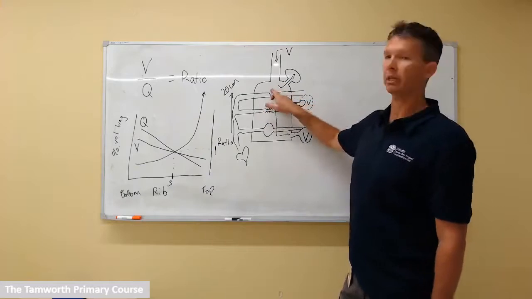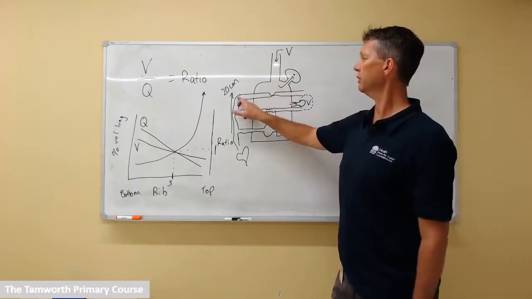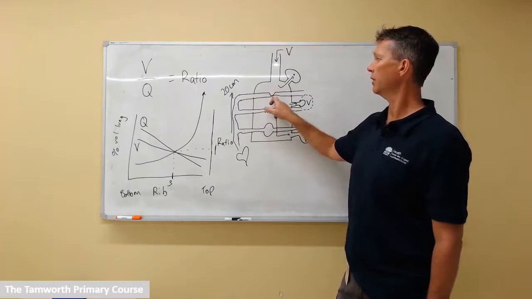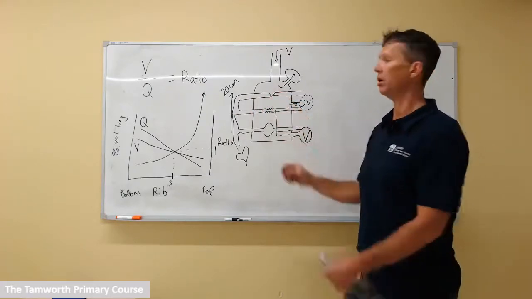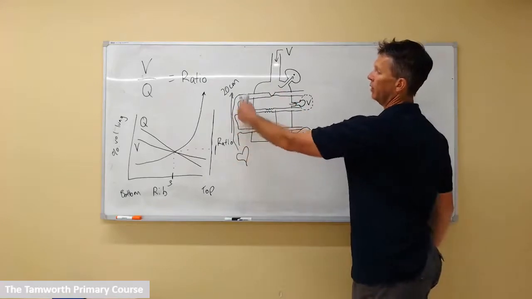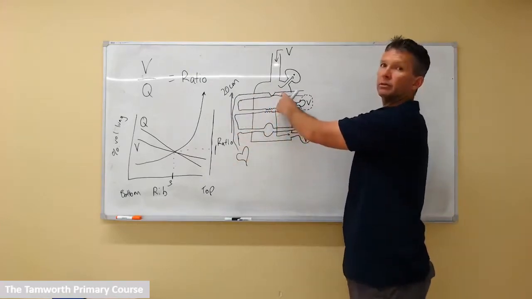And then we get to the top of the lung, where there's not as much pressure to distend these blood vessels, and in fact they can be collapsed because there isn't enough distending pressure, i.e. not much of the flow goes through these vessels in the top of the lung.